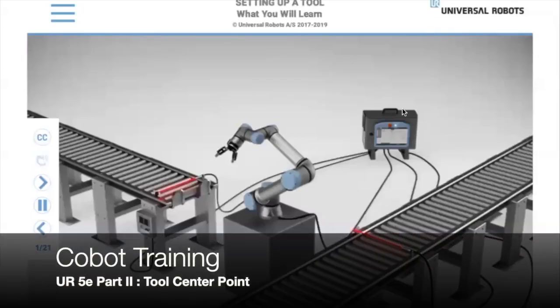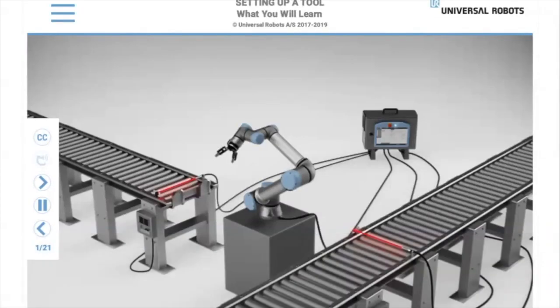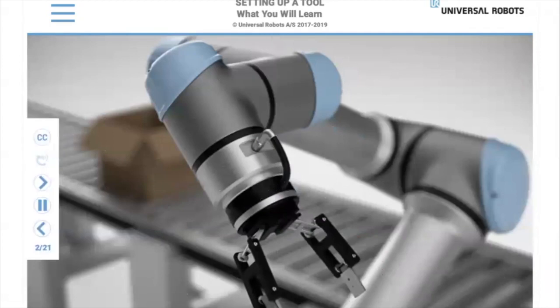But before you can start programming the robot, you have to configure the gripper. In this module, you will learn how. For the robot to work optimally, it needs specific information on the attached end effector.